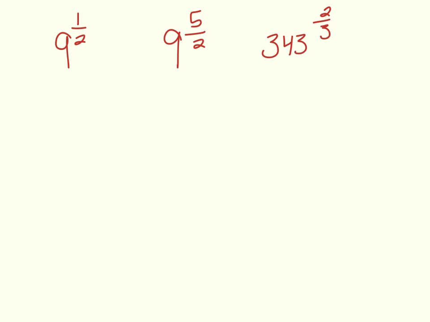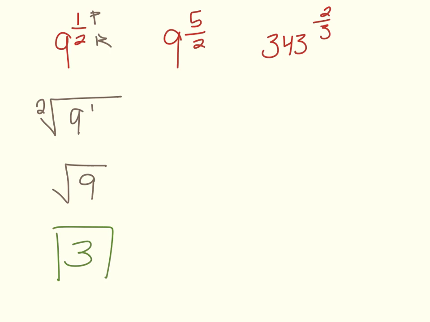Sometimes it's easier to work with exponents and sometimes it's easier to work with roots. And these two pieces are interchangeable. So the power is the numerator and the root is the denominator. So if I'm going to rewrite this, this is the second root of 9 to the first power. Well, second root is just leaving it blank and it's the same thing as the square root. And the square root of 9 is 3.